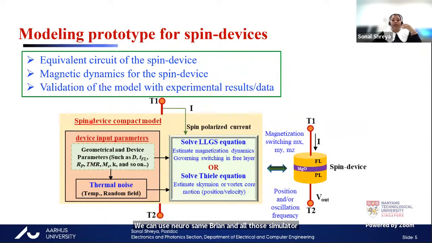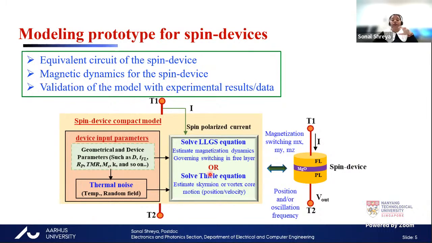So this is an overview of a prototype, maybe we can call it, of the device modeling, of how for a spin device we can do the modeling. So at first you can see here, suppose this is a 2-terminal black box of the device. First we put all the geometrical parameters and device parameters, and we set the range of all the parameters so that we can modify accordingly.